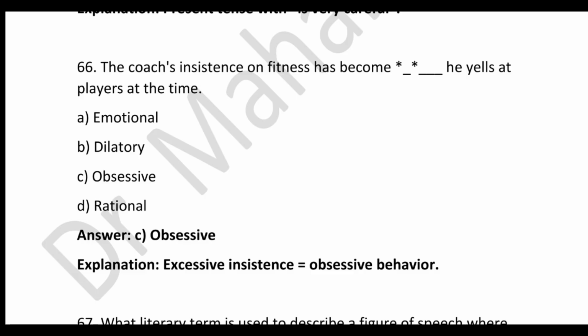The coach's insistence on fitness has become dash. He yells at players all the time. Correct answer is option C, that is obsessive. Because excessive insistence refers to obsessive behavior.